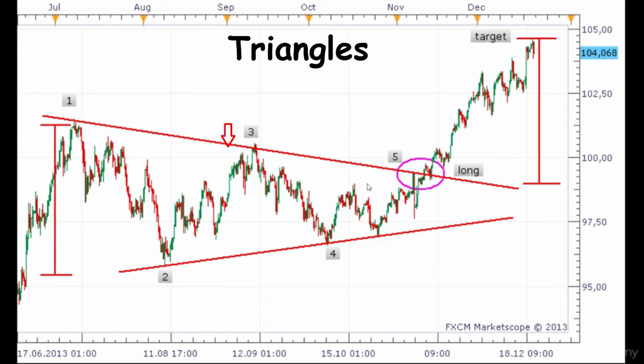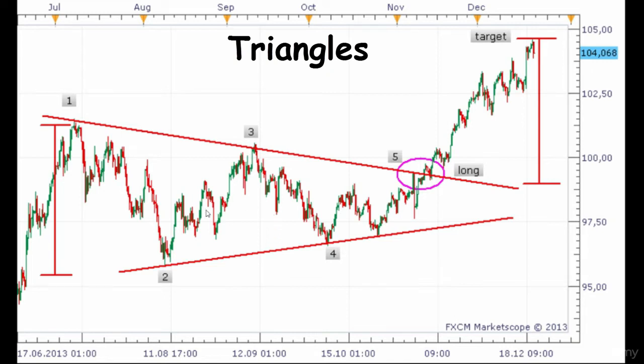Price forms a lower peak than the previous and a higher bottom than the previous. The lower line represents the line of support, while the upper line represents the line of resistance. The price shows a symmetrical triangle. It consists of two symmetrical lines. The space between the two lines represents the space of consolidation.